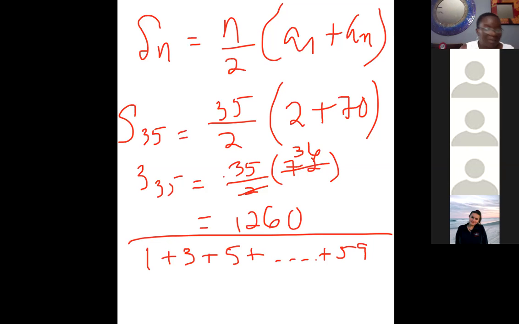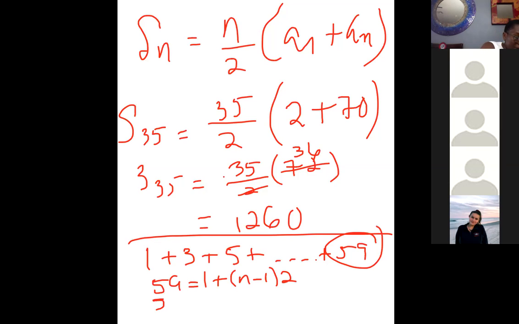Okay, you see what I'm saying? Well, let's figure out which term this is. So this would be 59 is equal to 1 plus n minus 1 times, what's the common difference? 2. So 59 equals 1 minus 2 plus 2n. That's a 2 right there. So 59 would equal negative 1 plus 2n. So we're going to add the 1 to the 59, and that's going to give us 60. 60 divided by 2 would give us the 30th term.